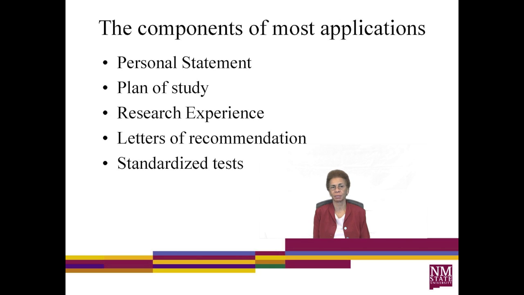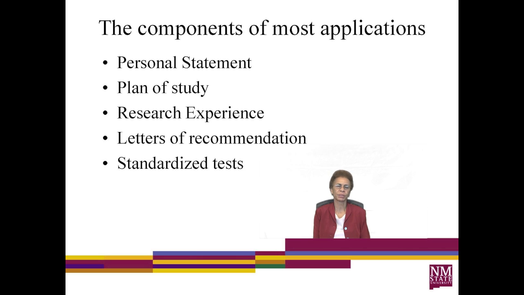There are usually 5 components in most applications. First, there's a personal statement. This allows you to talk a little bit about yourself, but also why you developed an interest in a particular area of research. The second is the plan of study. What are your research interests? Where do you plan to go for graduate school? What professors do you plan to work with?